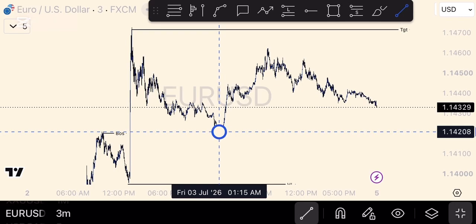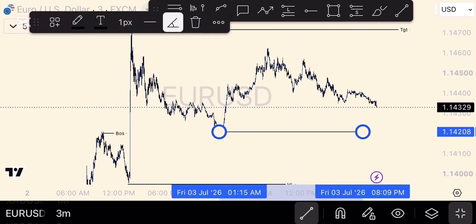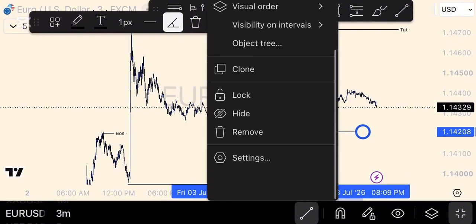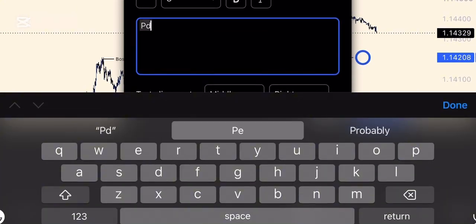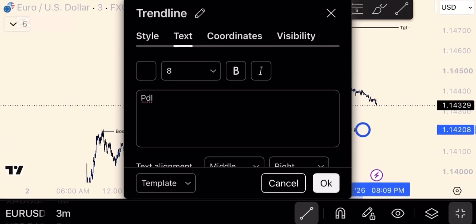So basically this pending low, I'm just going to name it pending low. Let's make it PDL, pending low.